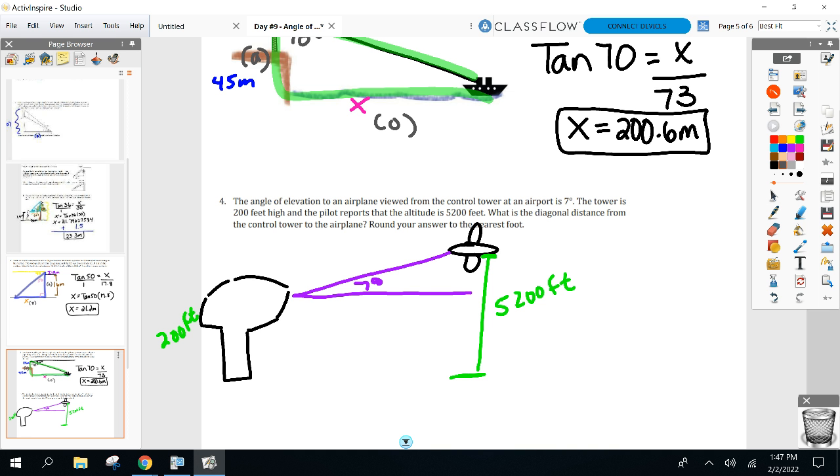And what are we looking for? See how I changed the wording up from the last one? Last one was horizontal distance. Now I want the diagonal distance from the control tower to the plane. All right, I'll get specific, whether I want horizontal or diagonal. All right, what do you say? We know what the right triangle is going to look like. It's been all tangent today, but not anymore.